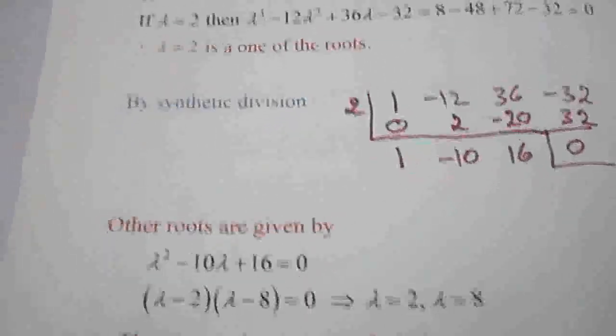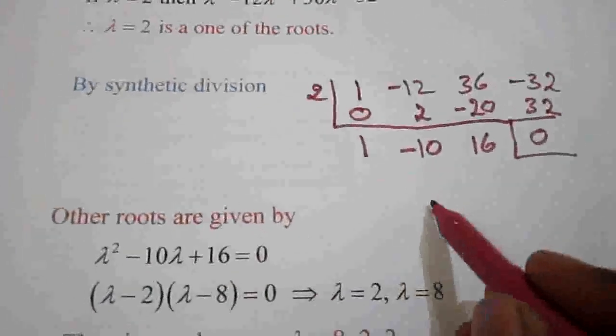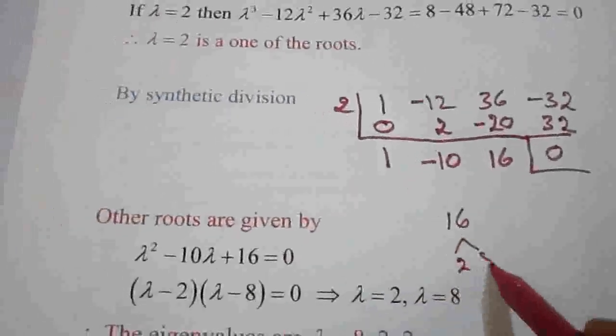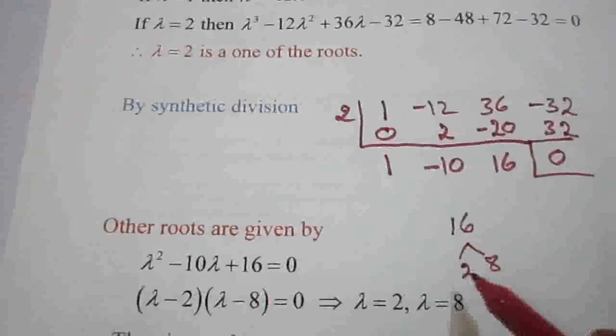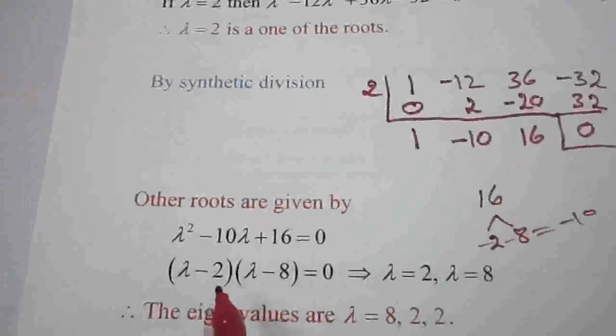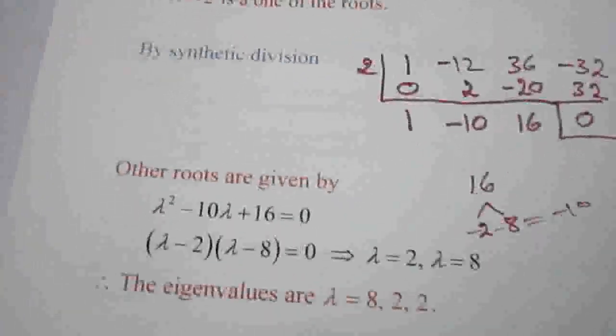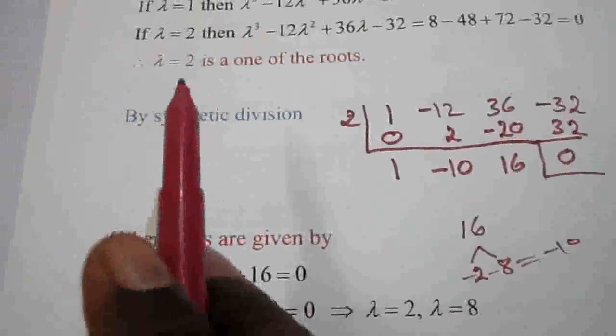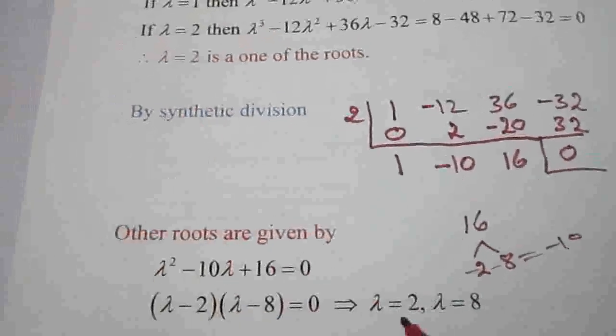So now I am going to solve. 16 can be written as 2 into 8 is 16, but I want minus 10, so put minus, minus for minus 10, so that it is lambda minus 2 into lambda minus 8. From this, lambda equals 2 and 8. Already we had 1 root, 2, and here also 2 and 8.